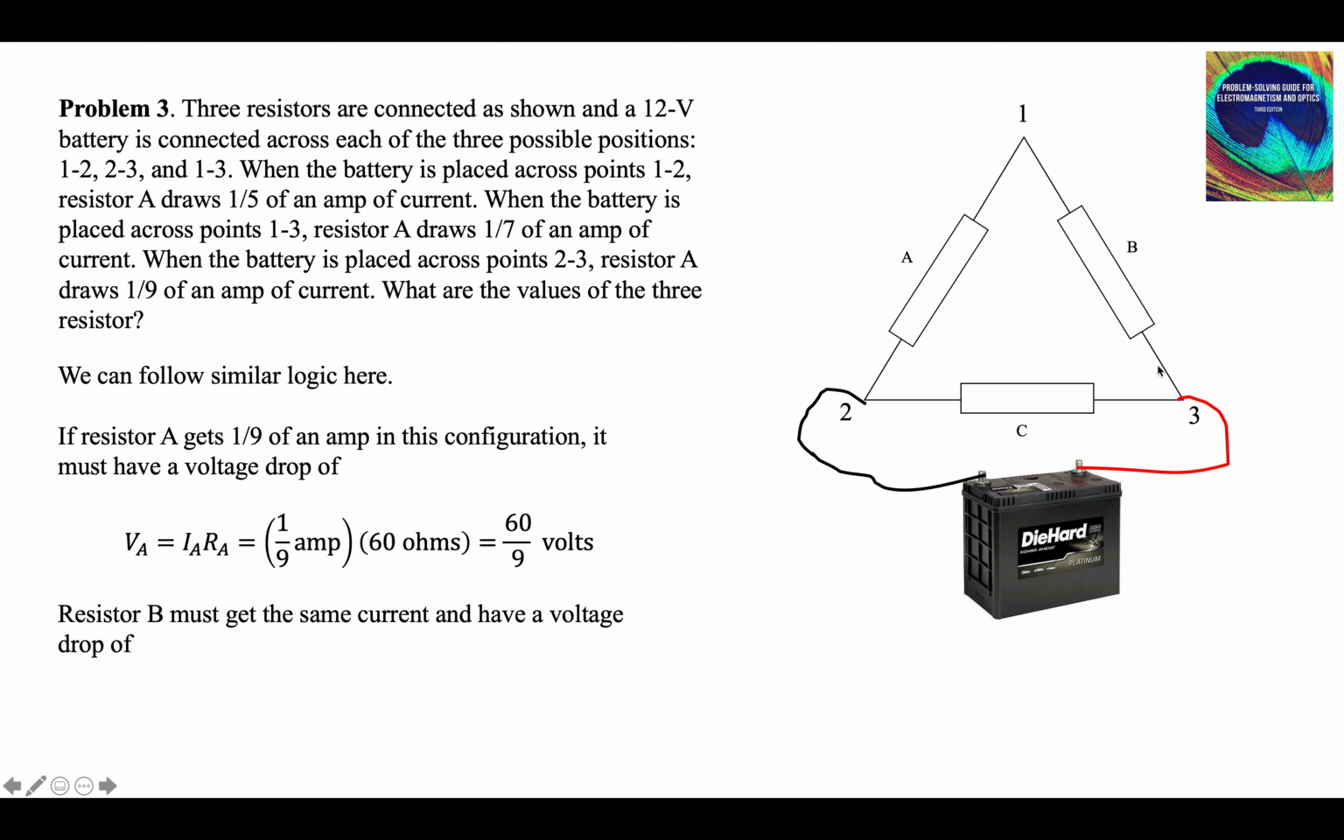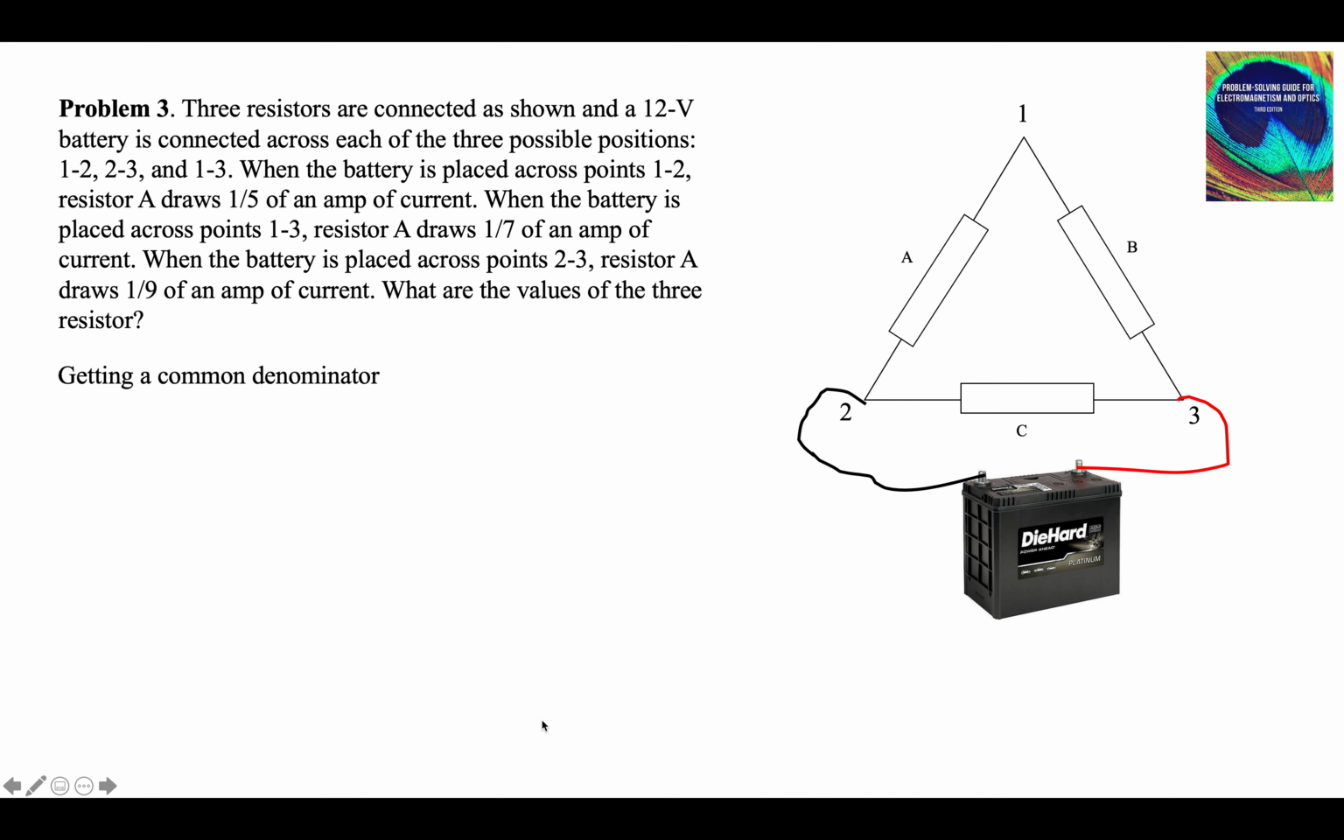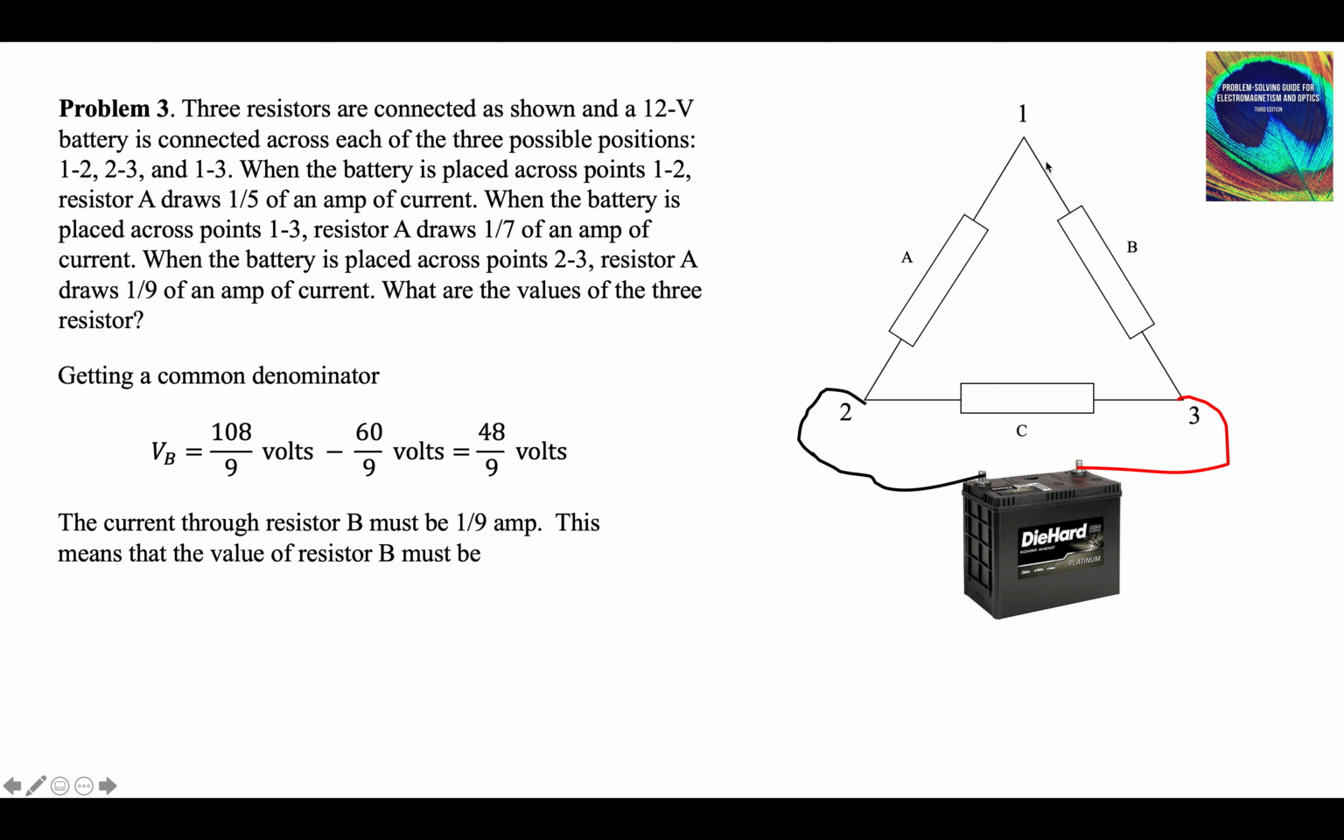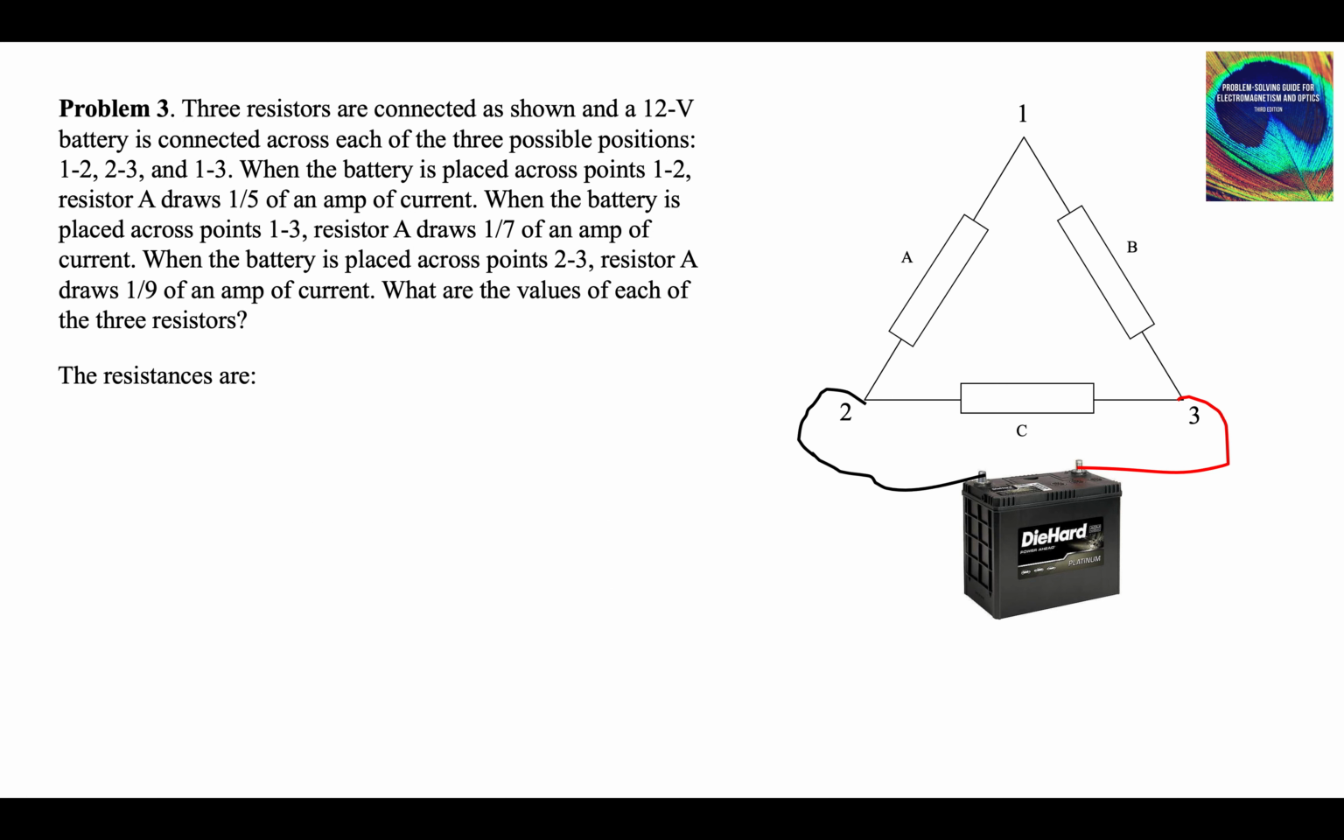There's no other branch. We can subtract 60 over 9 from 12 to get the voltage drop. 108 over 9 is 12. We subtract 60 over 9 from that, we get 48 over 9. We know the voltage drop across resistor B. The current must be 1/9 of an amp, the same as resistor A. So the value of resistor B must be 48 over 9 divided by 1/9, which is 48 ohms. We have the three resistors, our A 60, our B 48, and our C 24.